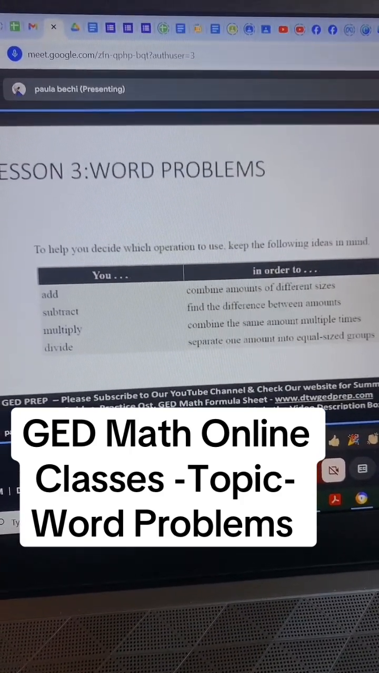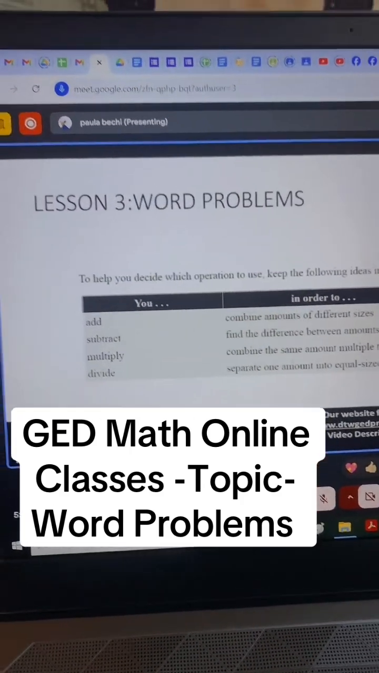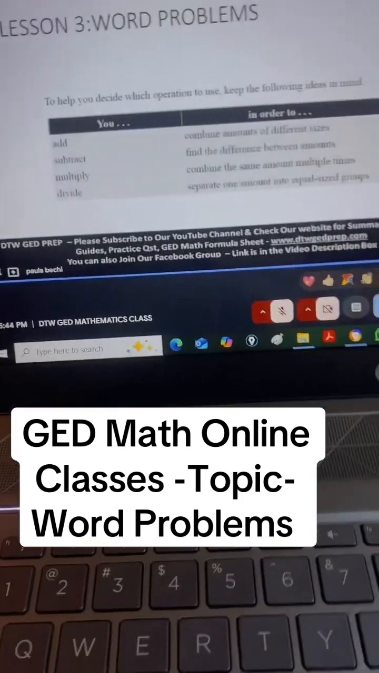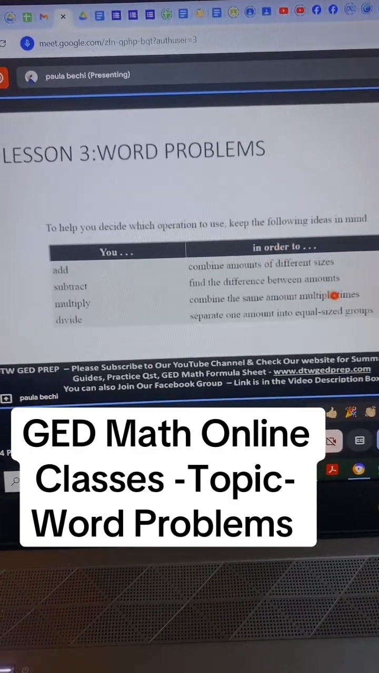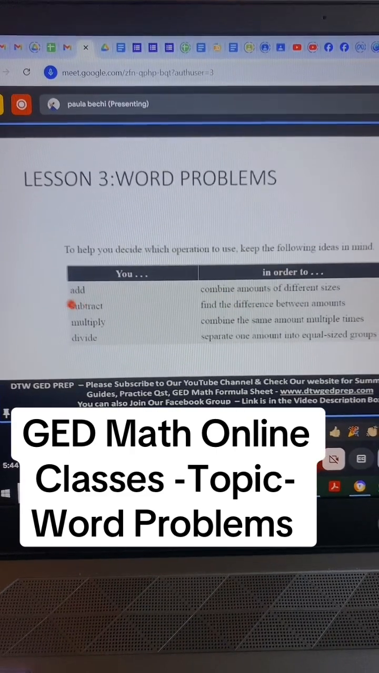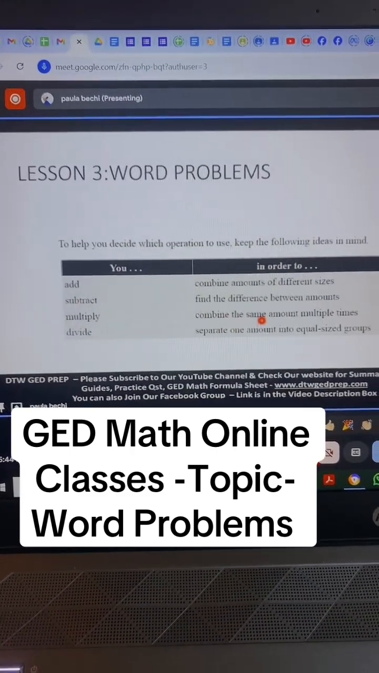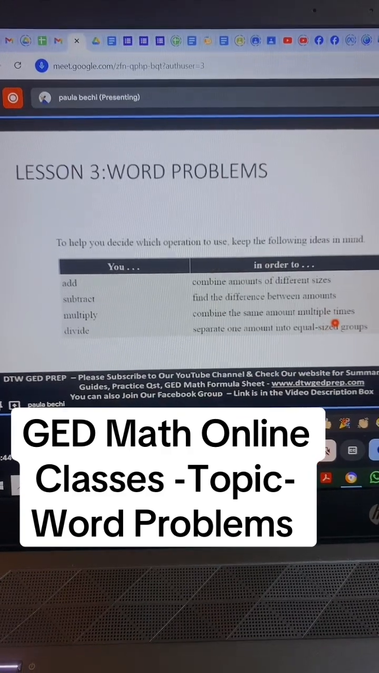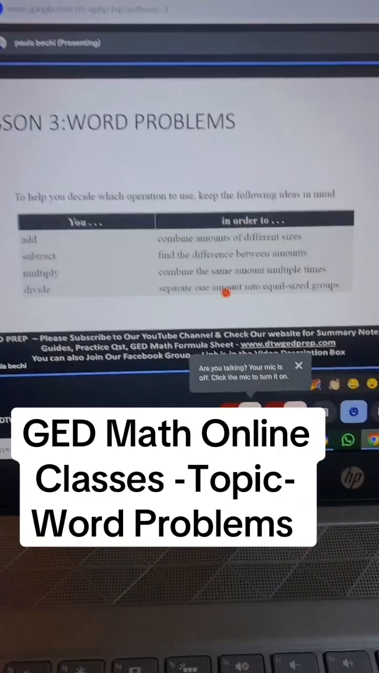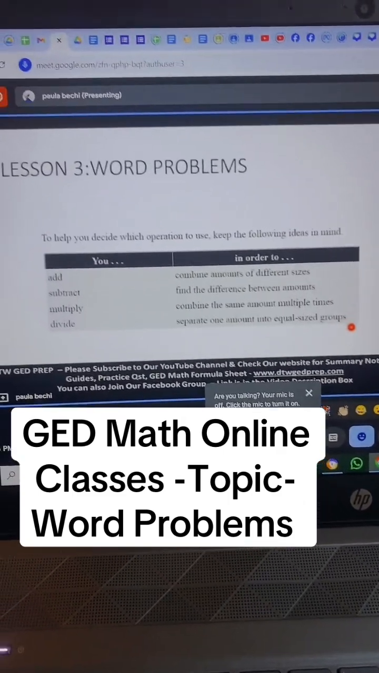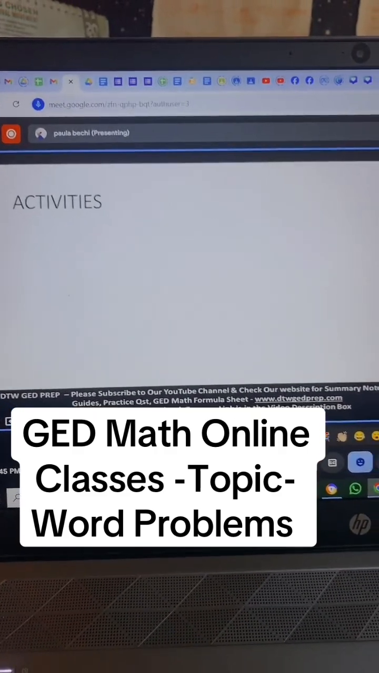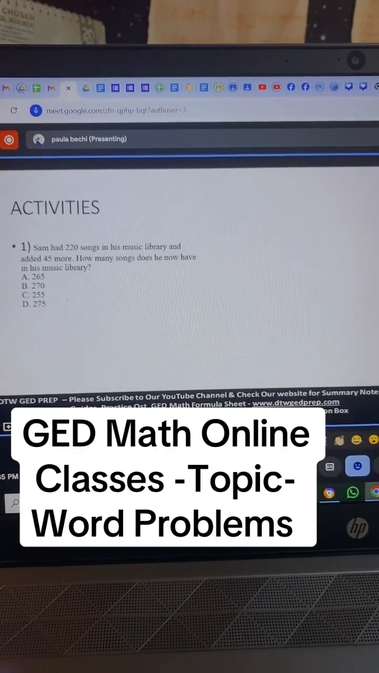For word problems, anytime you are told to combine amounts of different sizes, that is talking about addition. If you are to find the difference between amounts, difference in mathematics always means subtraction. If you are to combine the same amount multiple times, that has to do with multiplication. And if you are to separate one amount into equal sized groups, that has to do with division. So let's see problems on this.